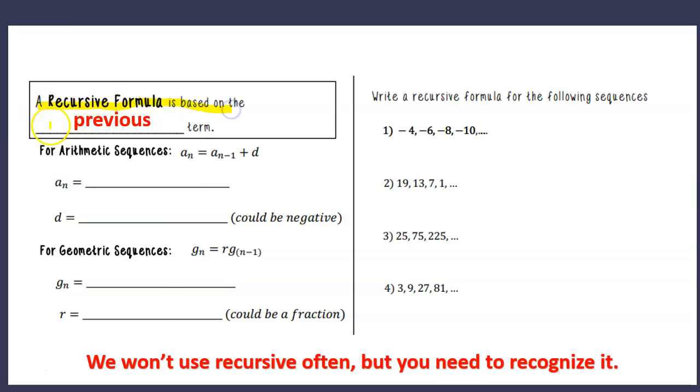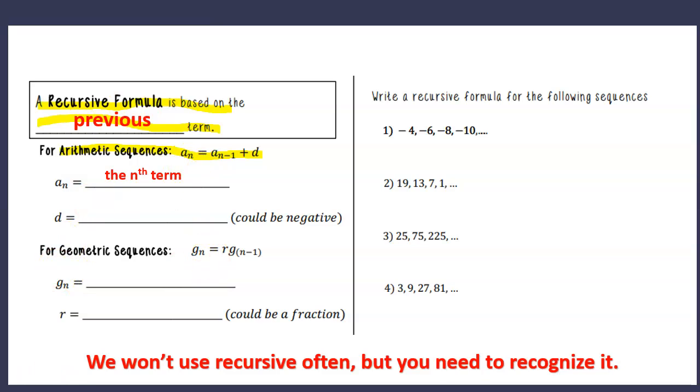So recursive formula is based on the previous term, and then your first bullet point, the arithmetic sequences recursive formula is here. A sub n equals A sub n minus 1 plus D. And again, we're going to label it. Okay, we're going to label it. So A sub n is the nth term.